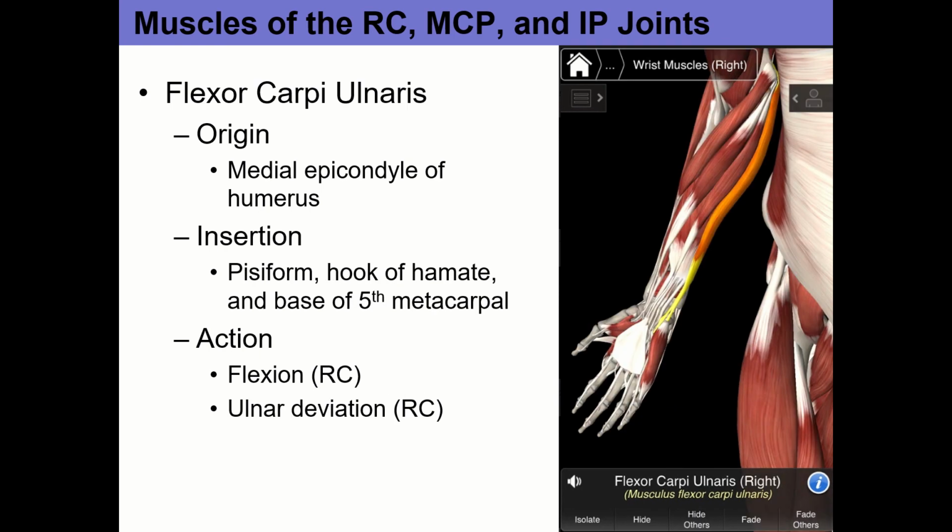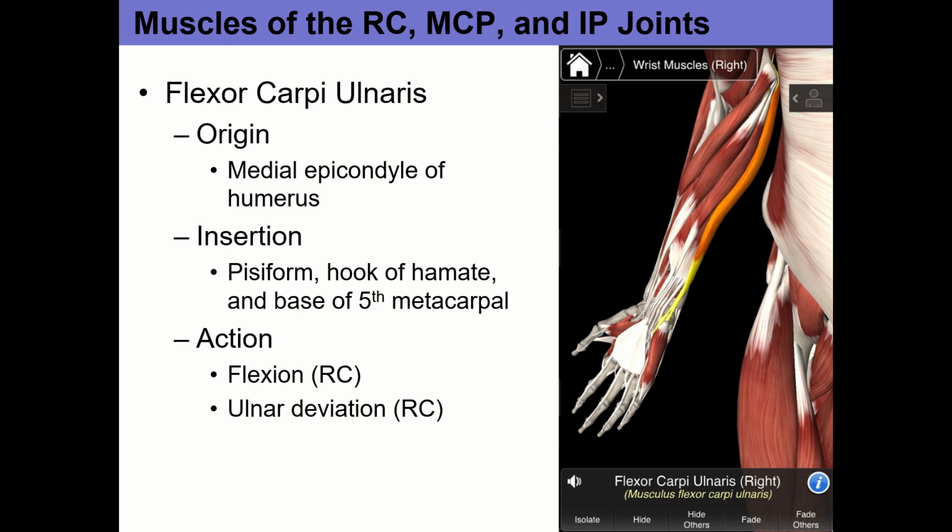And then the last of our superficial medial epicondyle muscles is our flexor carpi ulnaris. Again, originates from the medial epicondyle. The insertion, you can see the pisiform, the hook of the hamate, and the base of the fifth metacarpal. Remember that when we talked about the pisiform, I mentioned that it was a sesamoid bone, which means it's a bone inside of a tendon, and it's inside the tendon of the flexor carpi ulnaris. So that's the one point of insertion of this muscle.